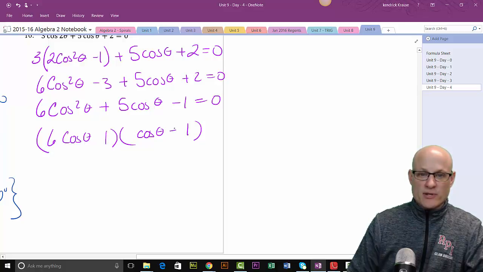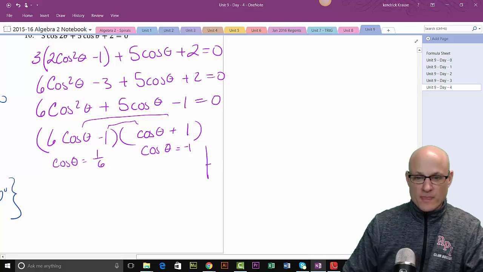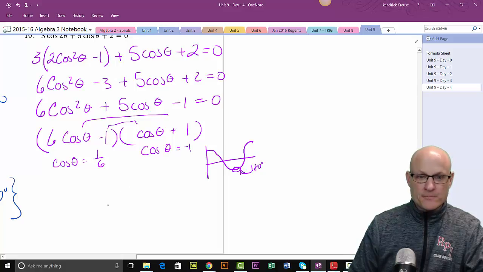Let's see, this is going to be a positive and this is going to be a minus, because it's going to be plus 6 and minus 1. So there we go. Cosine theta equals 1/6 and cosine theta equals negative 1. Draw a picture. Start at a max, end at a max. In the middle it's a minimum, and in the middle is 180 degrees. So that's what we get for that one.